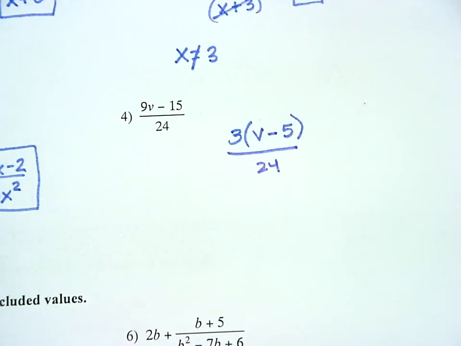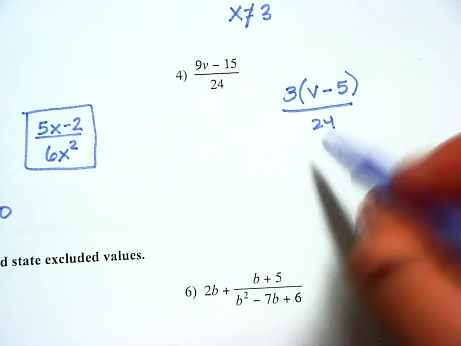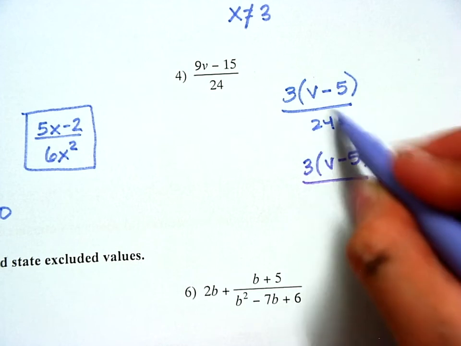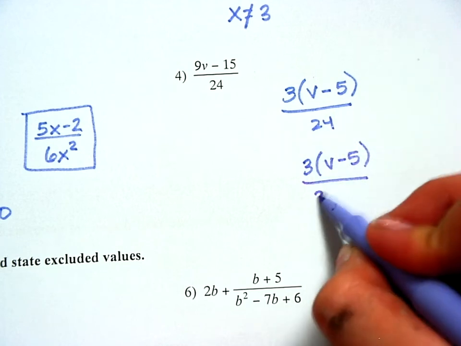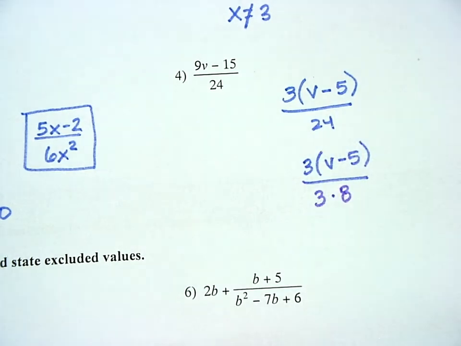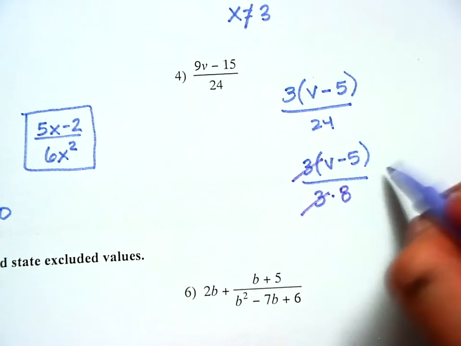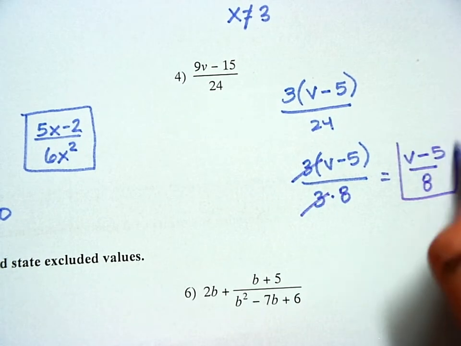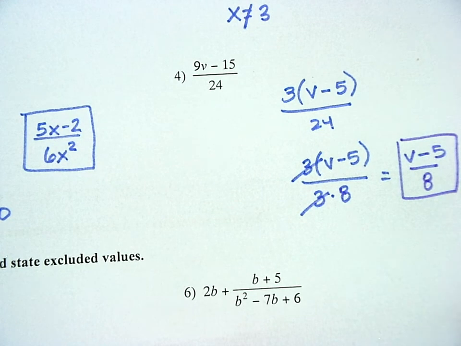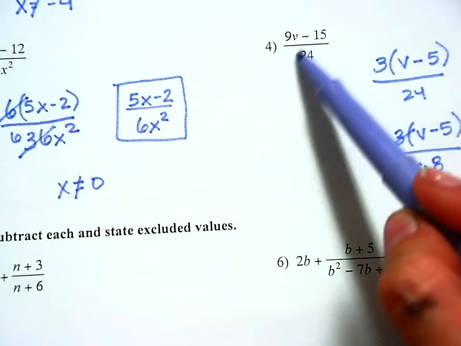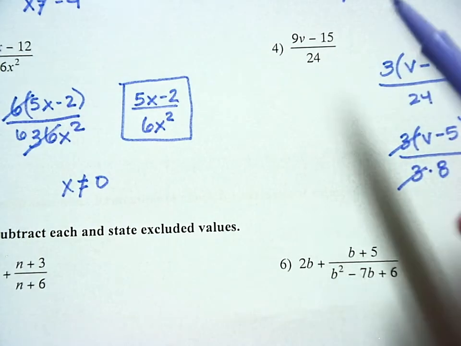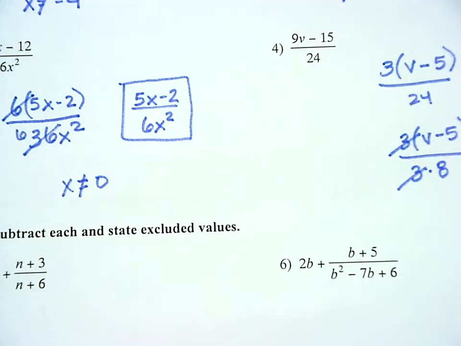And then don't forget, 24 is a multiple of 3. So we can rewrite this if you want to see how I'm factoring this. 3 times v minus 5 over, and I'm going to factor 24. I'm going to write it as 3 times 8. So you'll see the 3 and the 3 cancel, and I have v minus 5 over 8 as our final answer. This one does not have an excluded value because my denominator is just a constant. It's 24, and so no value of v is going to make this 0.